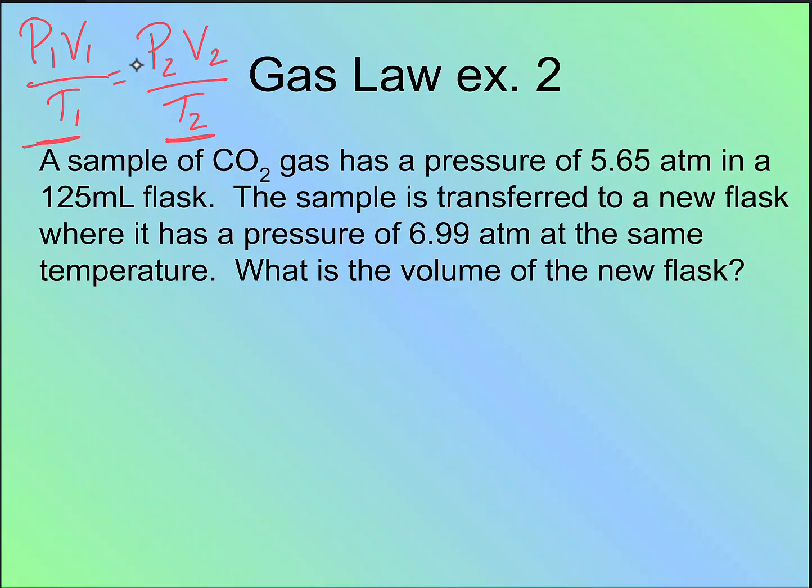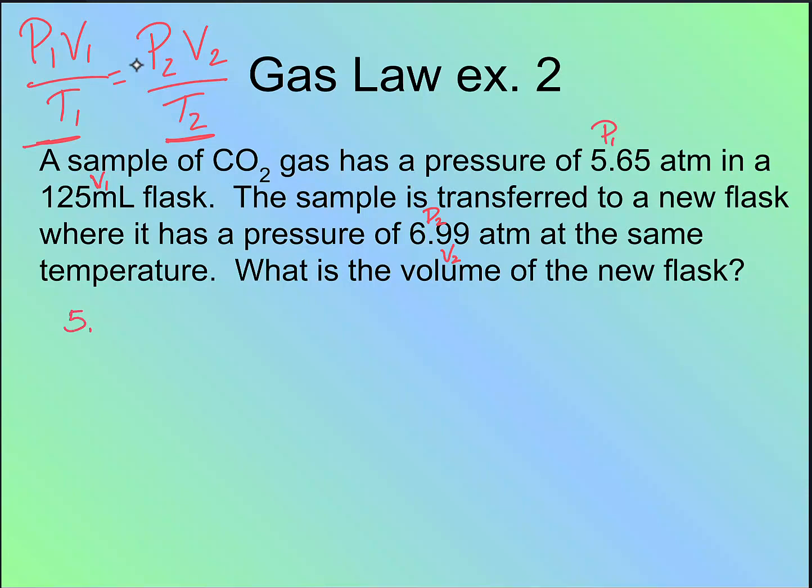A sample of CO2 gas has a pressure of 5.65 atmospheres in 125 milliliters. So that's our P1, and this is our V1 because it's milliliters. The sample is transferred to a new flask where it has a pressure of 6.99. So that's our P2, at the same temperature. What is the volume of the new flask? That is going to be our V2. So I plug it into my formula.